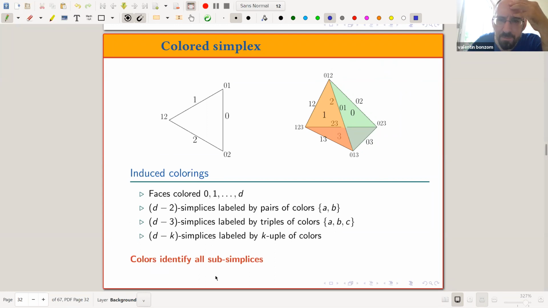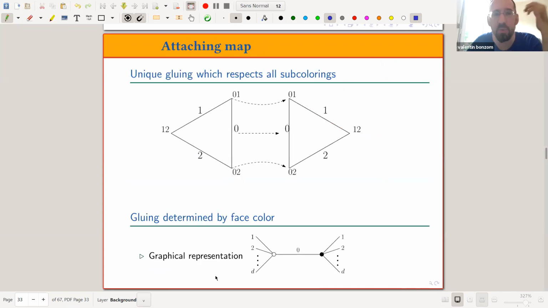So this is very important because it allows to define a unique attaching map, which is a way to glue simplices together. So remember, we're trying to define gluings of simplices in a way that we control enough so that we can count them, okay? So we can enumerate them, control the topology, and so on. So it's important that we control the way we glue them. And the way to do it with colored simplices is very simple, is that you identify faces which have the same colors.